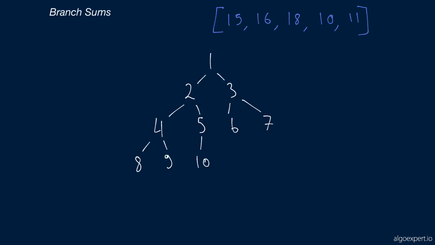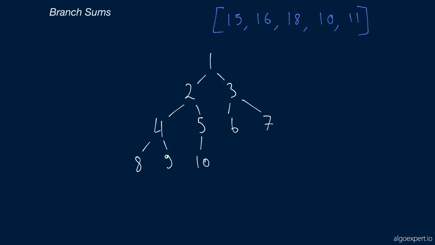Now, what is a branch sum? It is the sum of all the values in a particular branch in the binary tree. And what is a branch? A branch is a path in the binary tree that starts at the root node, so at the node with value 1 in the example here, and that ends at one of the leaf nodes. In our example, we've got 5 leaf nodes, 8, 9, 10, 6, and 7. Leaf nodes are the nodes at the very bottom of the tree.